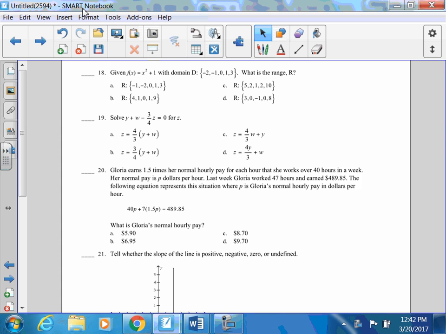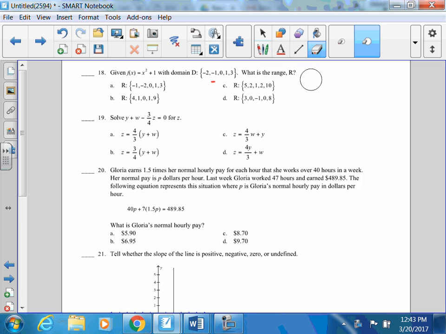All right, so given the equation y equals x squared plus 1, and you could just keep in mind f of x, anytime you see that, that's the same thing as y. And you're given a domain of these numbers. What is the range? So we've got to understand what the domain and range represent.